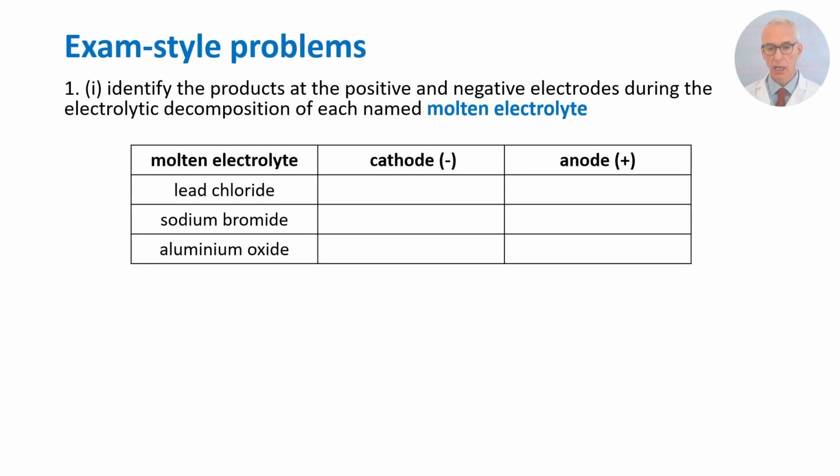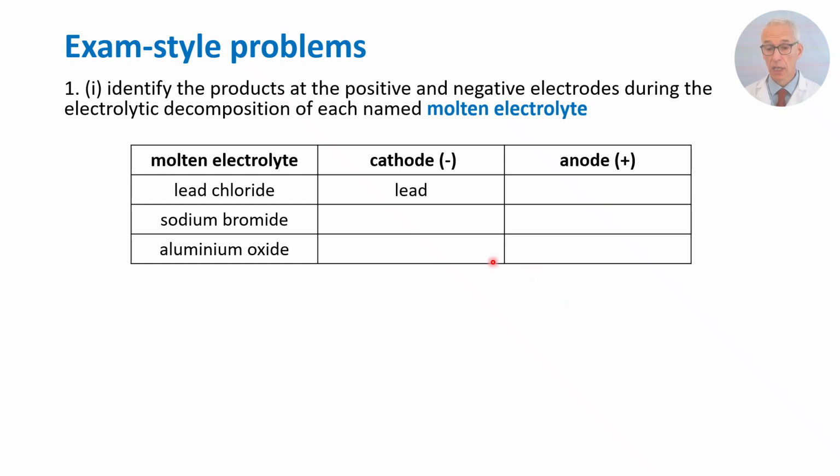So here are some exam-style problems. Identify the products at the positive and negative electrodes during the electrolytic decomposition of each named molten electrolyte. So we have molten lead chloride, molten sodium bromide, molten aluminium oxide. What are the products at the negative electrode, the cathode, and the positive electrode, the anode? Stop. Create your answers, come back to check.